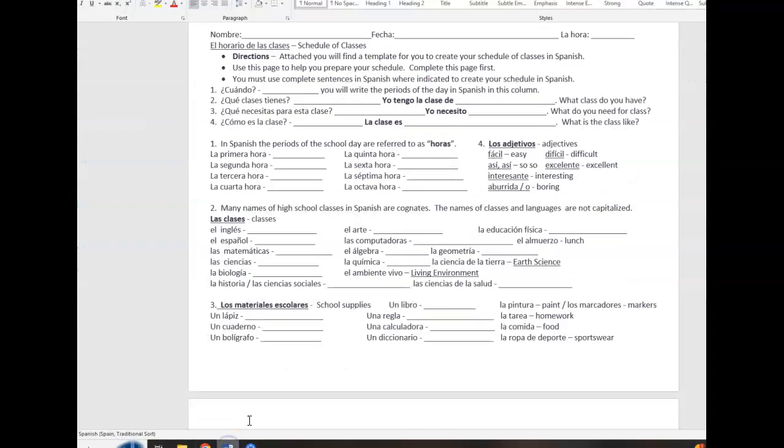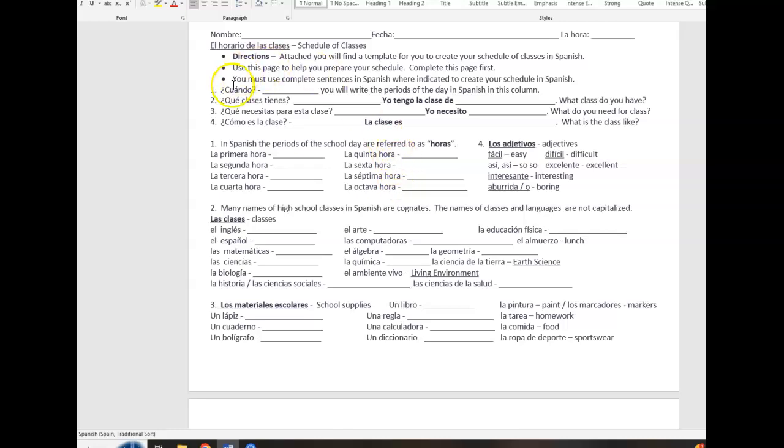Referring back to the notes. ¿Qué clase tienes en la primera hora? Is asking what class do you have first period. ¿Qué clase tienes en la segunda hora? What class do you have second period? ¿Qué clase tienes en la tercera hora? ¿Qué clase tienes en la cuarta hora? ¿Qué clase tienes en la quinta hora? Etc. Alright, you're only going to do A or B.